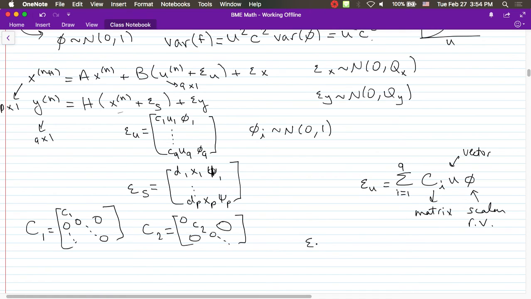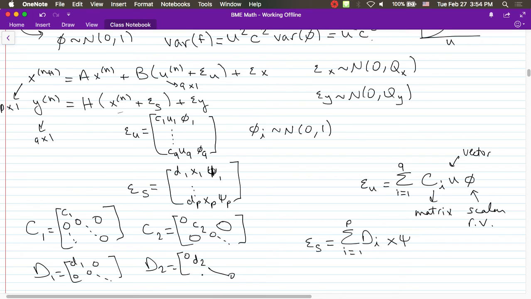Similarly, I can write epsilon s as being the sum of i equal to 1 to p of some matrix Di times vector s x times scalar psi, where D1 is d1, 0, 0, D2 is 0, d2, 0, 0, 0, and so forth.